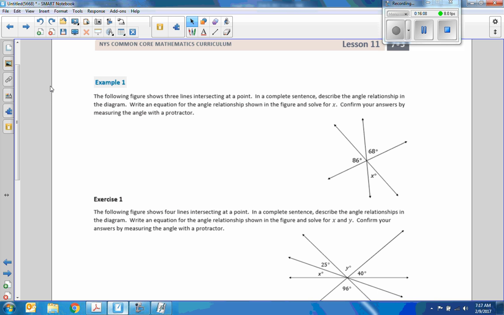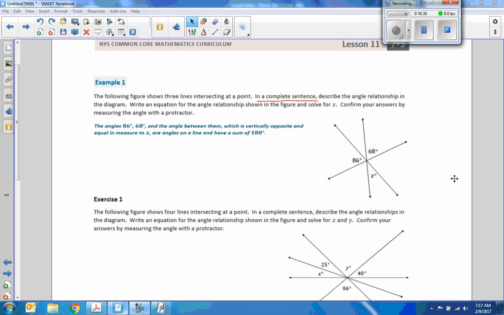Okay, example 1. The following figure shows 3 lines intersecting at a point. In a complete sentence, so you see the repetition here? Describe the angle relationship in the diagram. Write an equation for the angle relationship shown in the figure and solve for x. And then again, protract. So here's what we would say. The angle 86 degrees, the angle 68 degrees, and the angle between them, which is vertically opposite and equal to the measure x, are angles on the line that have a sum of 180.